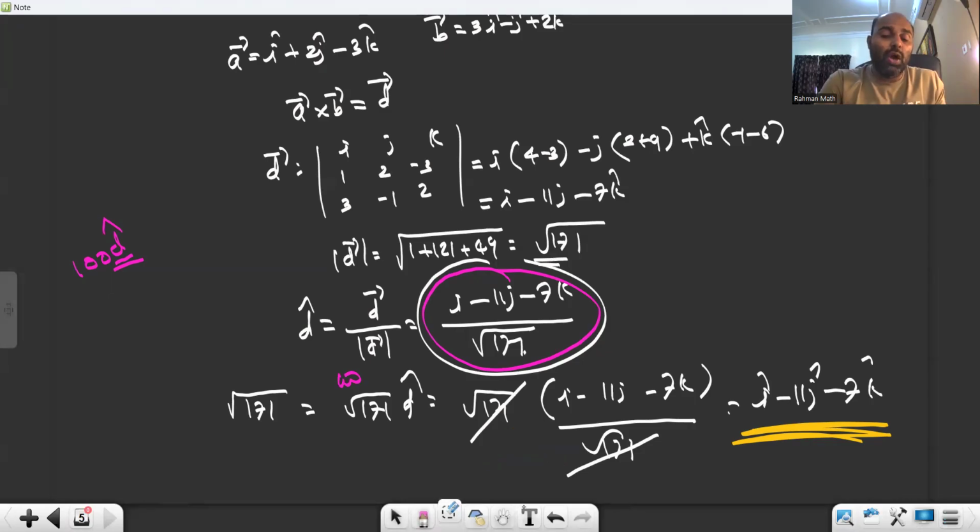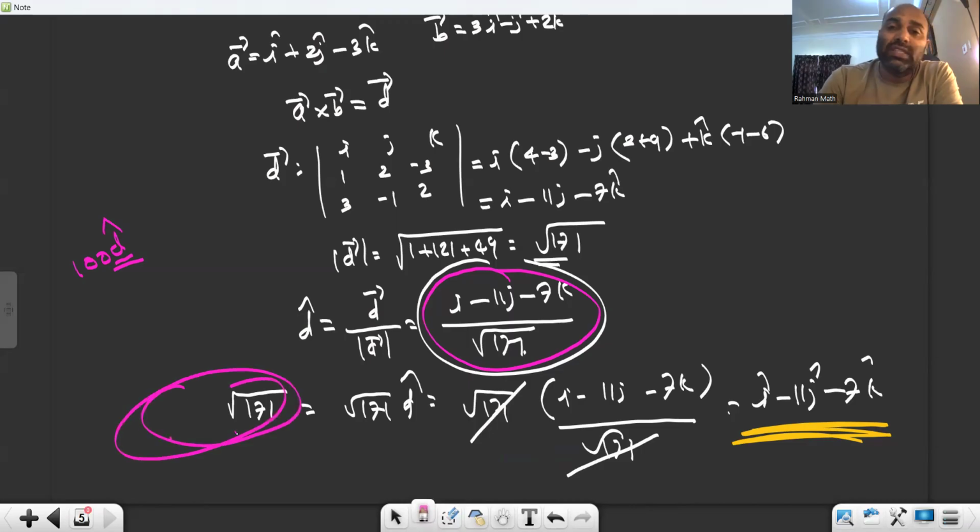But in this question, you want the magnitude to be the same as the magnitude of d. So required vector with the magnitude root 171 means this unit vector multiplied with root 171. When we multiplied, root 171 gets cancelled, so you got i minus 11j minus 7k. Like that you got. I hope you understood. Next question.